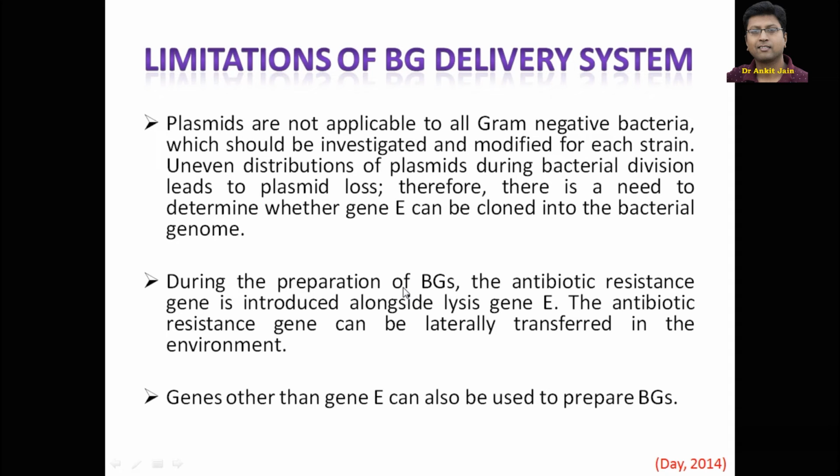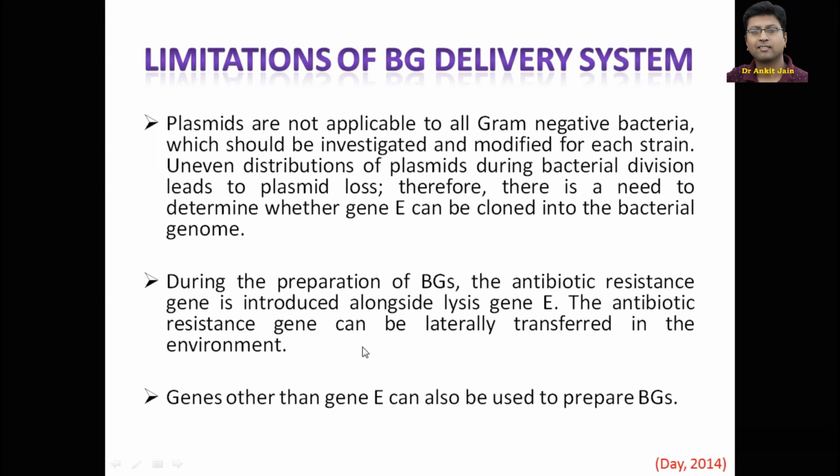Now, what are the limitations of the BG delivery system? First, the plasmid is not applicable to all gram-negative bacteria because not all gram-negative bacteria can engulf that particular plasmid. So the plasmid can only be inserted in a few gram-negative bacteria, and during cell division the plasmid is not equally transmitted to every bacterium, so the plasmid is not cured from each and every cell of the gram-negative bacteria.